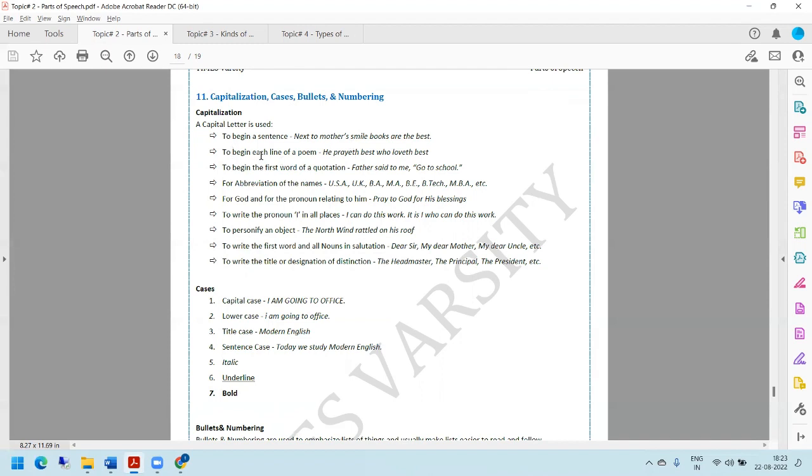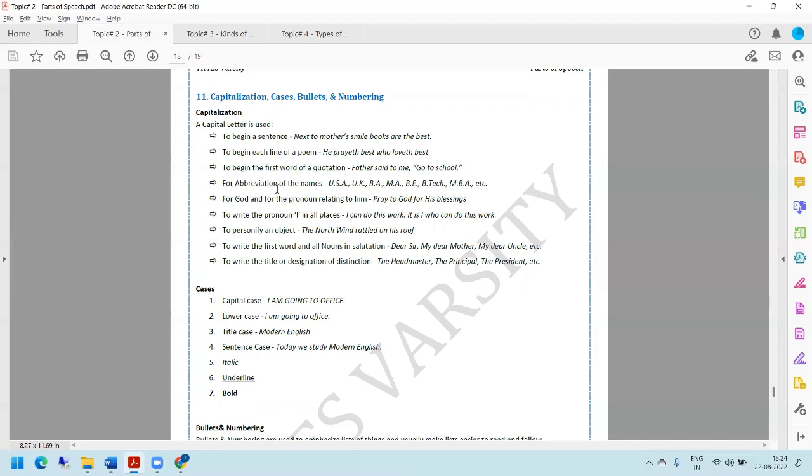Second, to begin each line of a poem, each line of a poem must start with a capital, like he, right? To begin the first word of a quotation, right? Father said to me, go to school. So it is under the quotation mark, so it is actually the quotation. It is with quotation mark, then capital letter, to begin the first word of a quotation.